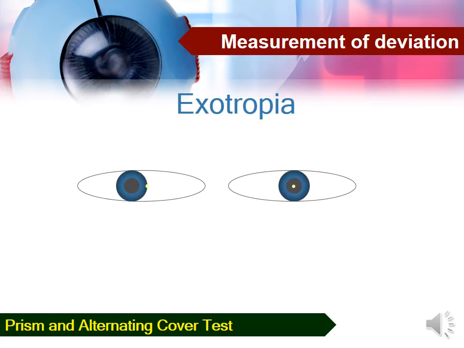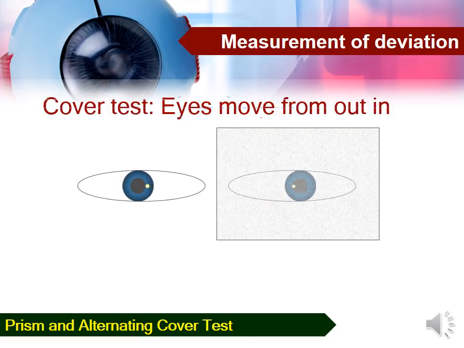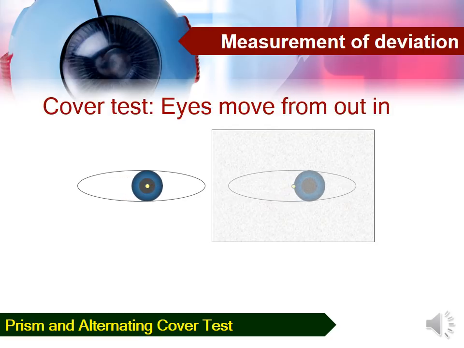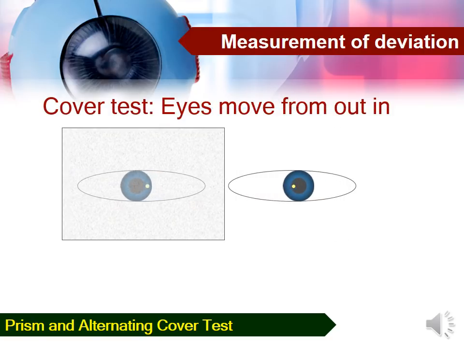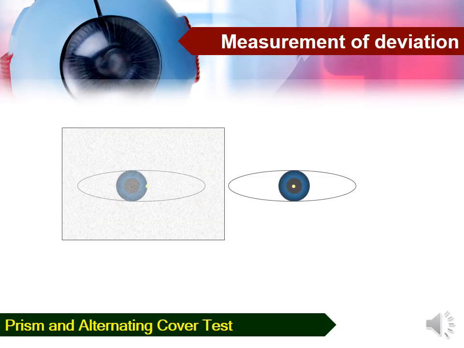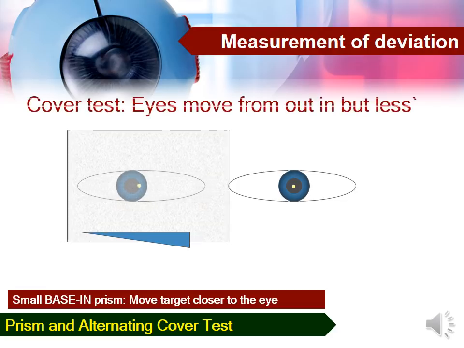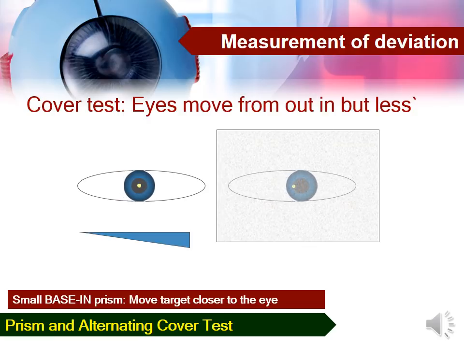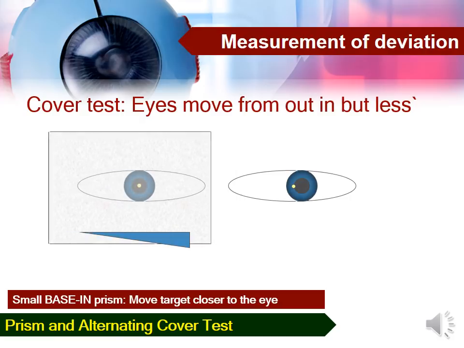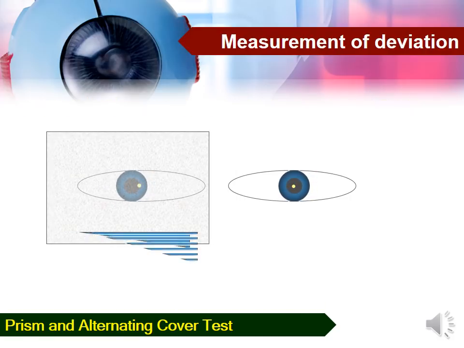The prism in the alternating cover test is similar to the simultaneous prism and cover test, but instead of just covering and uncovering the eye, we do an alternating cover test by moving the cover from one eye to the other. We start by placing a prism of small power in front of one eye. The small prism power will shift the image slightly temporally. Now when we do the alternating cover test, the eye will move from out to in, but by a smaller amount. We gradually increase the prism power until we reach the correct prism power.